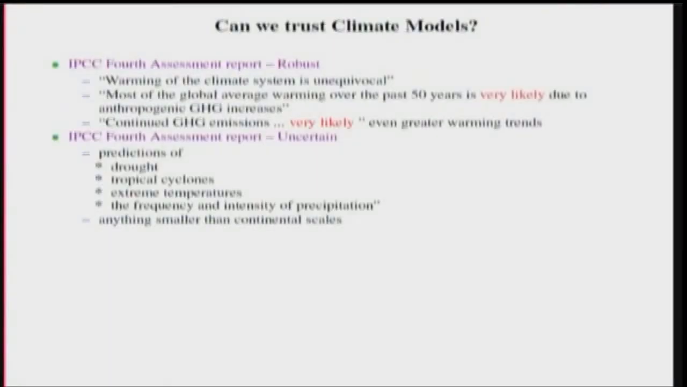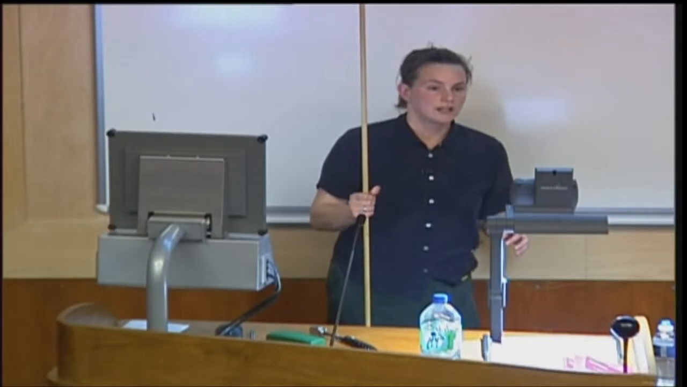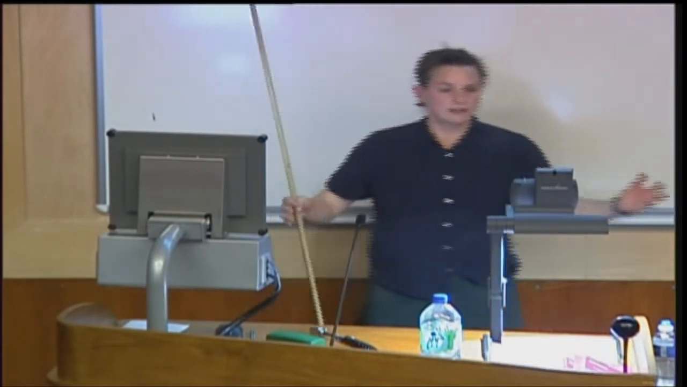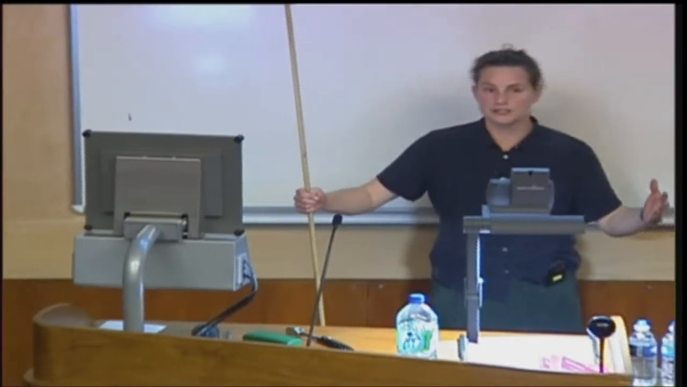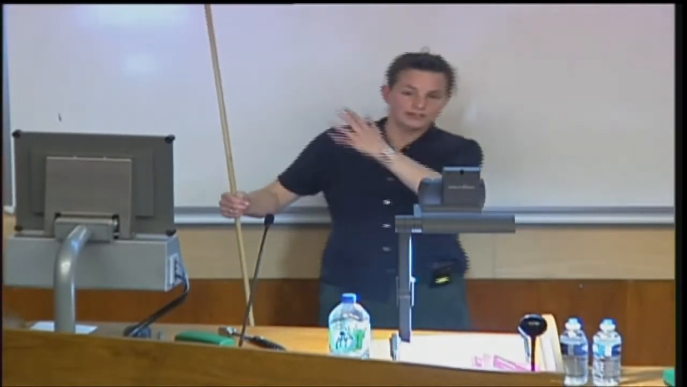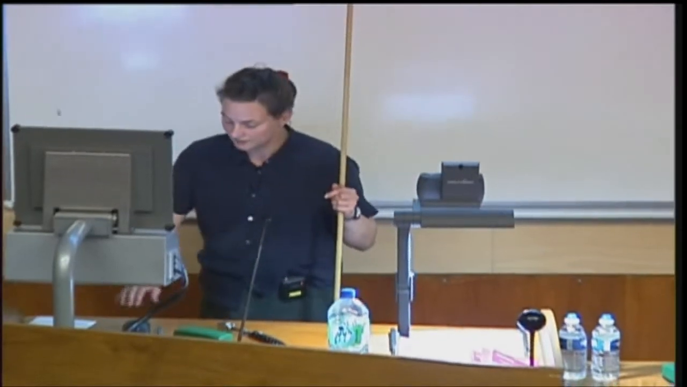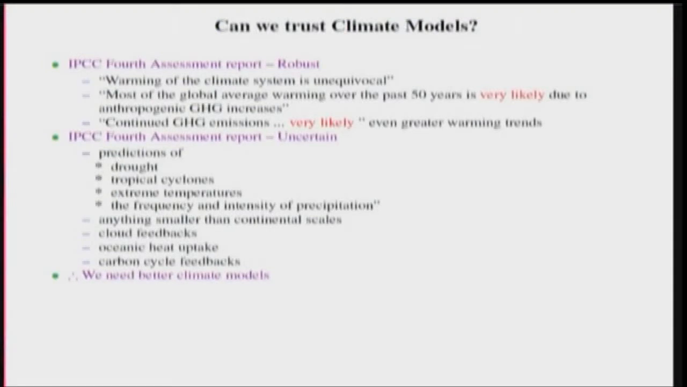They say anything smaller than continental scale is unreliable. And this is due to the cloud feedbacks. The models of clouds are not accurate enough. We don't know how much heat is taken up by the ocean and how much is taken up by the land. And then there are carbon cycle feedbacks. So if it gets warmer, trees grow faster and they trap more carbon. But at some point, when it gets warmer, the trees will die. So then a lot of carbon from the trees will come out into the atmosphere. And these are very uncertain. We need to be able to predict these and can't. So we do need better climate models.